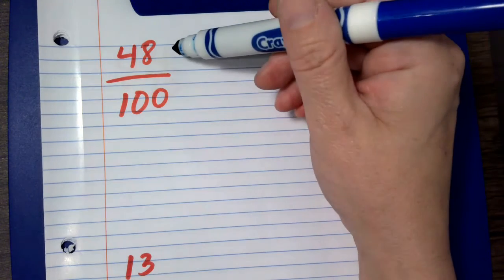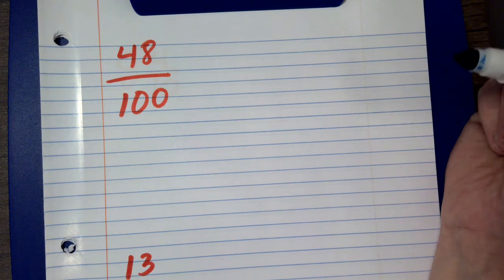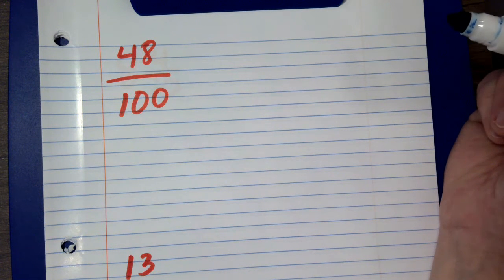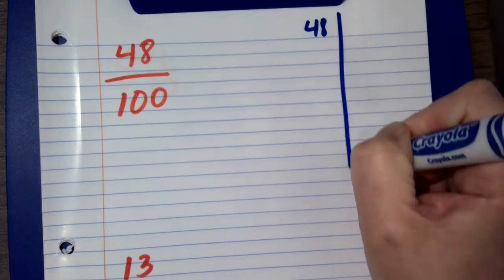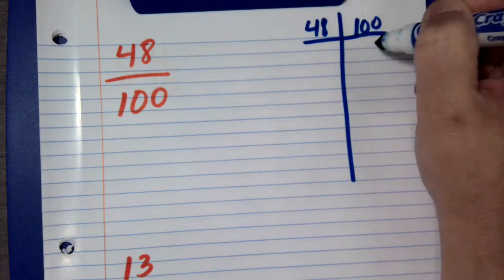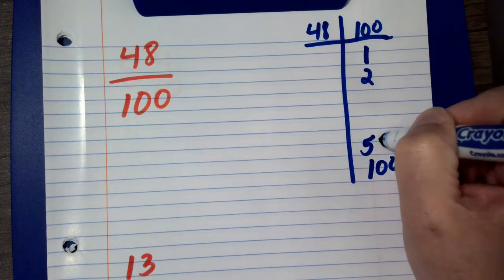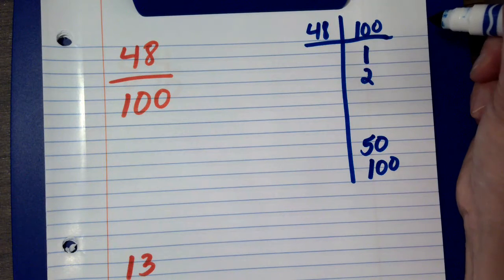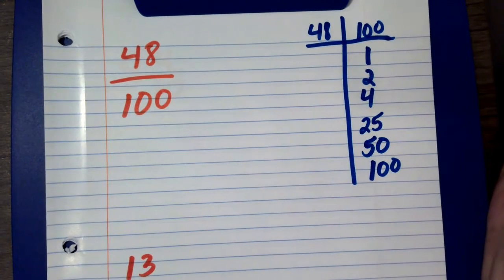So we're trying to reduce 48 100ths. So what I can do is list all of the factors for 48 and the factors for 100 that I can think of to make this problem go a little bit easier. So I'm going to make my T-chart over here, 48 and 100. I'm going to start with 100 since I know a little bit more about that. So I'm going to put 1 and 100. I'm going to put 2 and 50. I'm going to put 4 and 25. And I'm going to stop there.